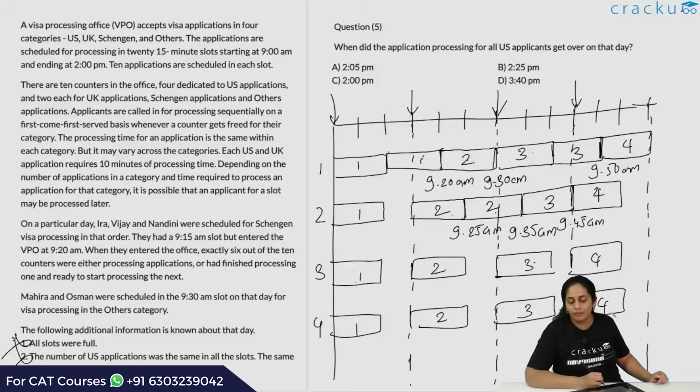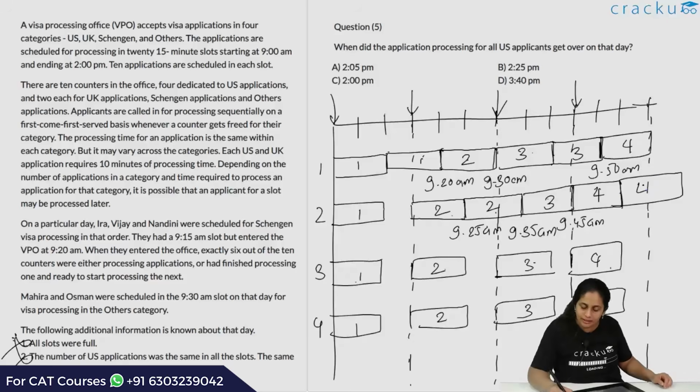I need one more place, one more applicant is left from the fourth slot. So I'll put him over here, here, here, any one of these I can put. So again, he'll be done by what? This is the fifth applicant from slot 4. So this guy will be done at 9:55 a.m. So this will be done by 10:05 a.m.